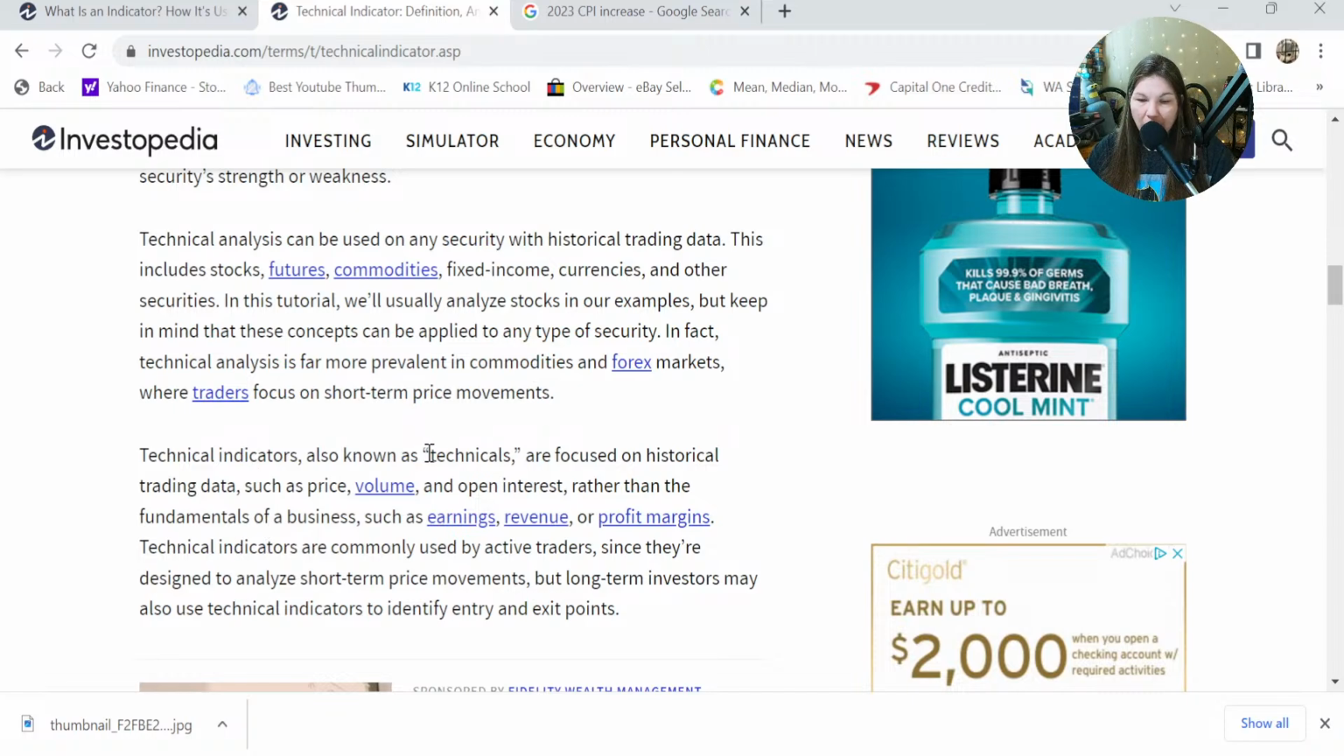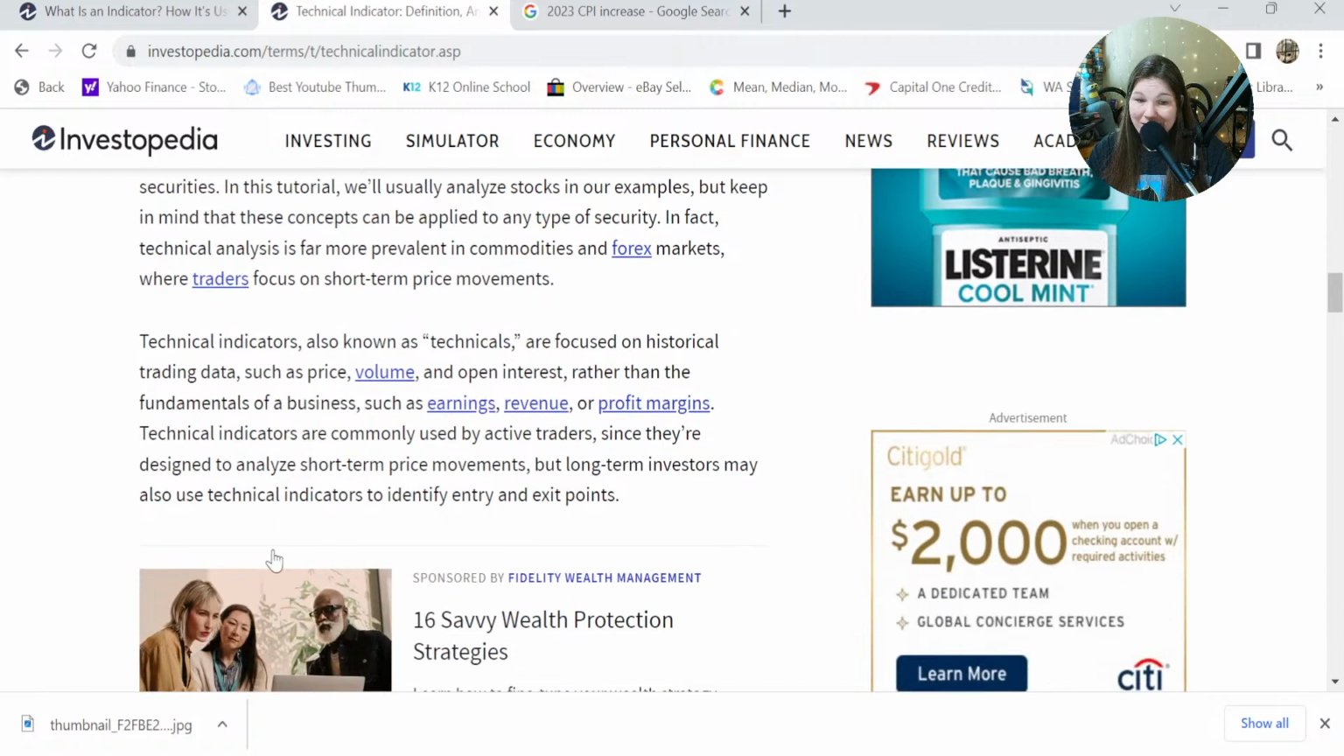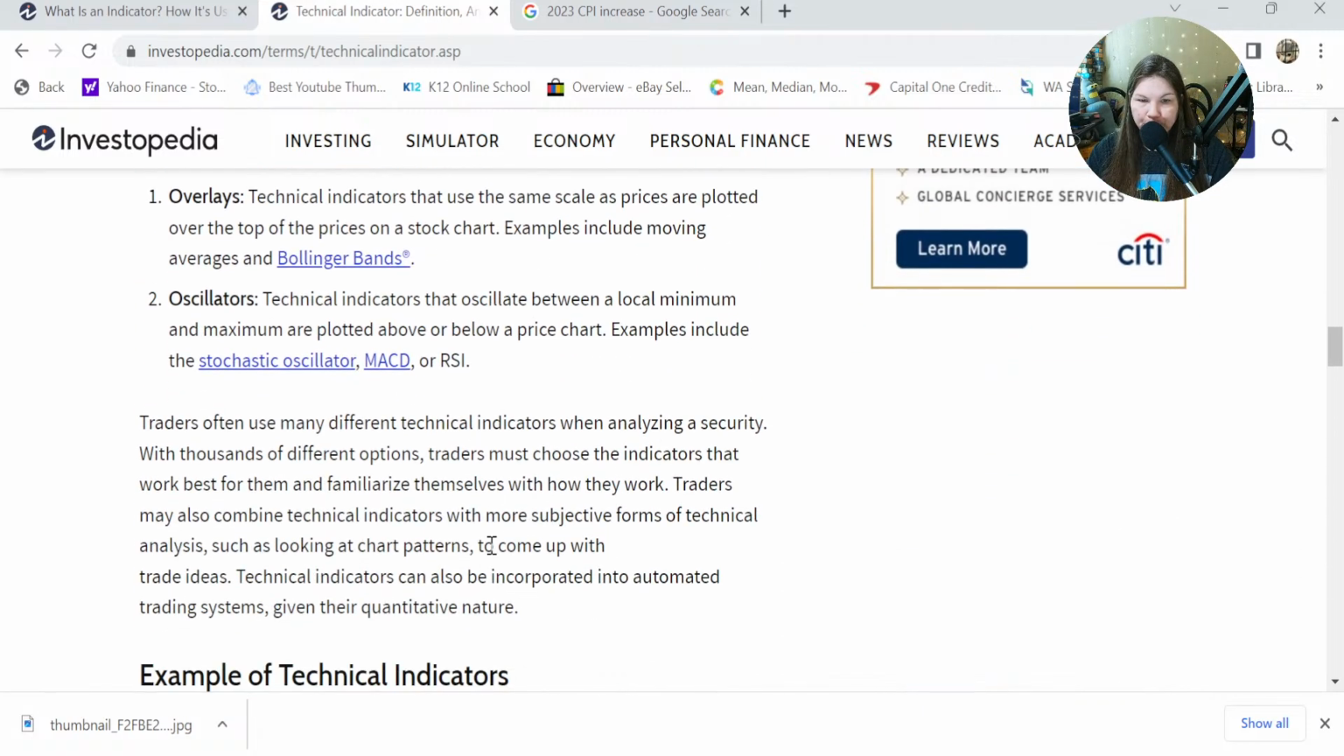Technical indicators, also known as technicals, are focused on historical trading data, such as price, volume, and open interest, rather than the fundamentals of a business, such as earnings, revenue, and profit margins. Technical indicators are commonly used by active traders, since they're designed to analyze short-term price movements, but long-term investors may also use technical indicators to identify entry and exit points.